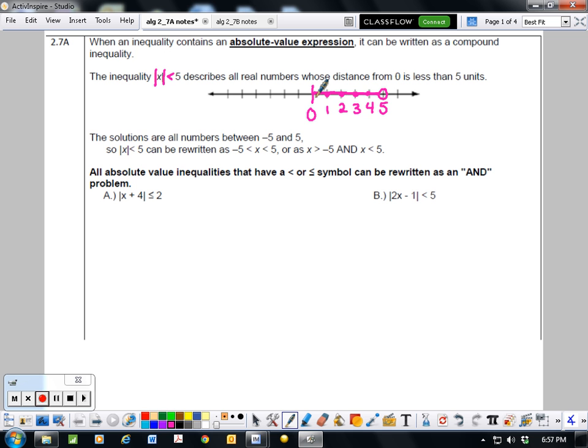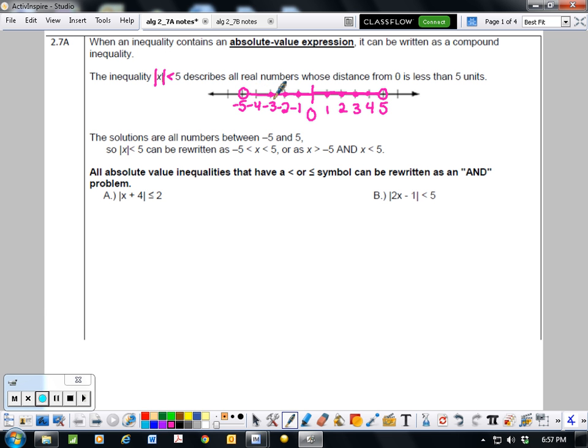But we also have the other side of the number line. And because it's distance, we're not really looking at the negative anymore. We're just looking at how far away it is. So negative 1 is only 1 away from 0. Negative 2 is only 2 away from 0. And so all of this has a distance less than 5 units away from 0.